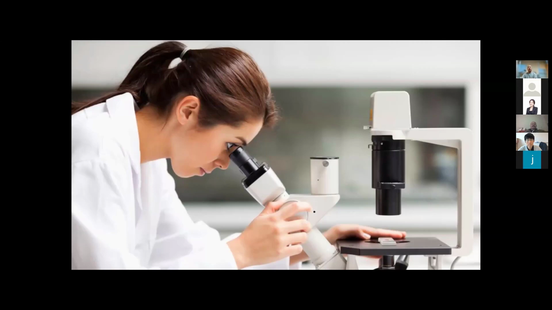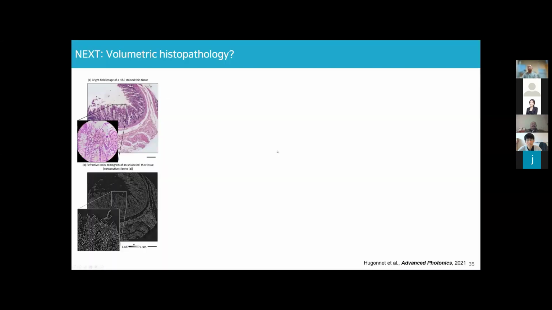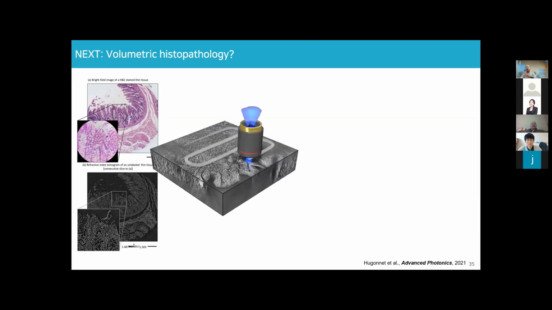So, so far I have briefly introduced the concept of the 3D QPI system and how AI can be helpful for analyzing biological imaging. But there is still a lot to be improved. For example, now we are trying to expand the applicability of this method from individual cell study to tissue, particularly volumetric histopathology.